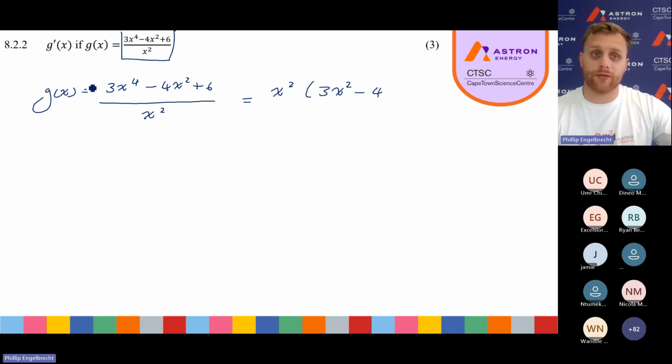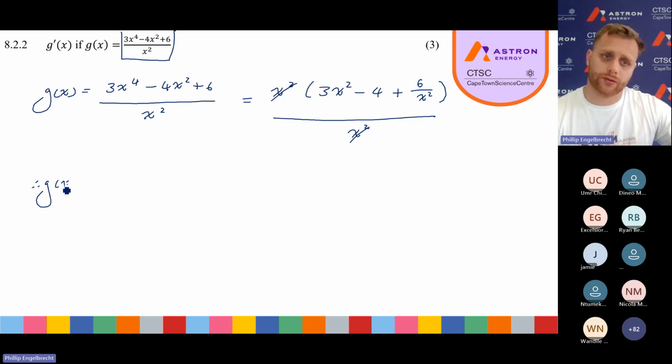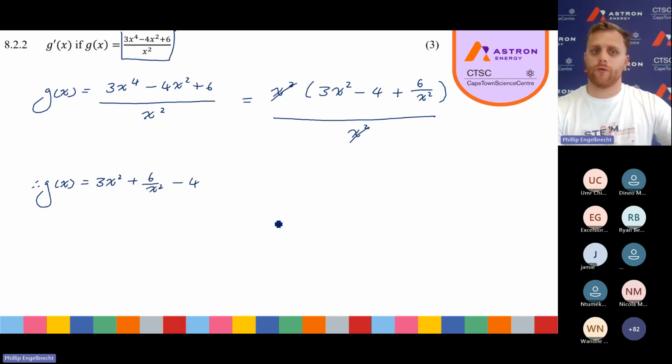Because you just divide everything here by x squared plus 6 over x squared, all right? Divided by x squared, because my first step was I need to get rid of all those x's. Now look here, there's an x squared at the top and an x squared at the bottom, so they cancel. Therefore, g of x is equal to 3x squared plus 6 over x squared minus 4.